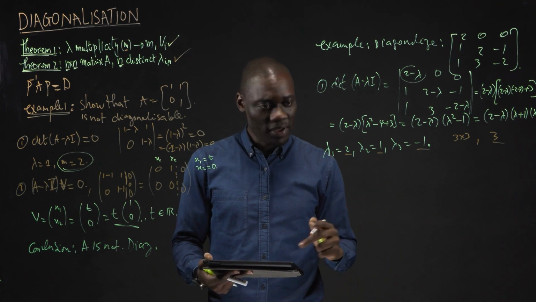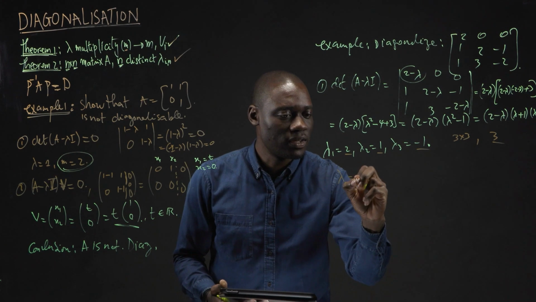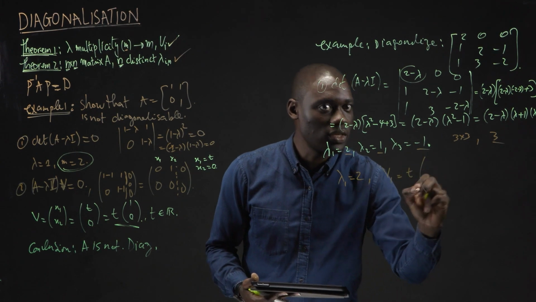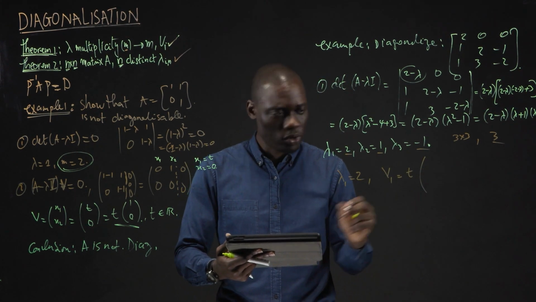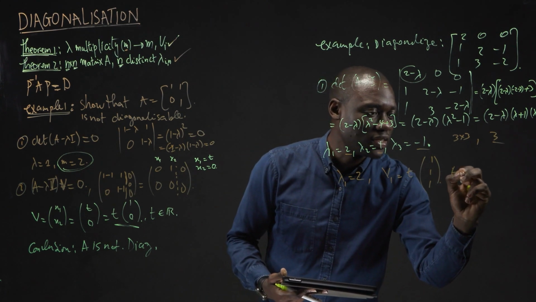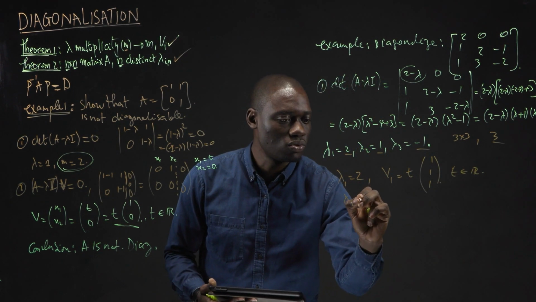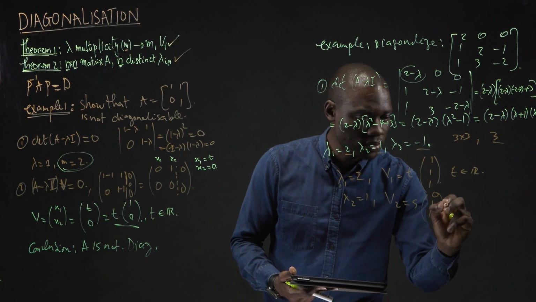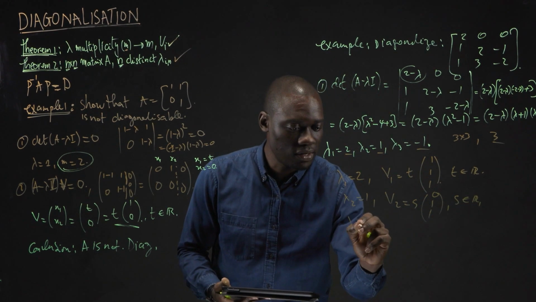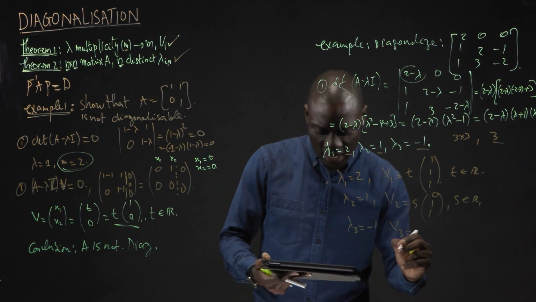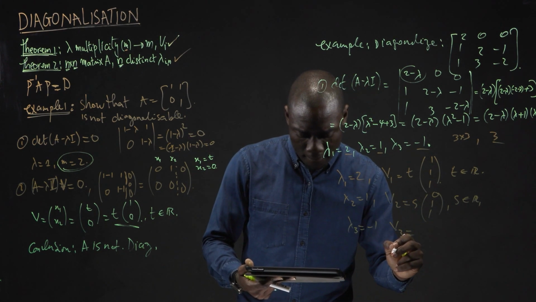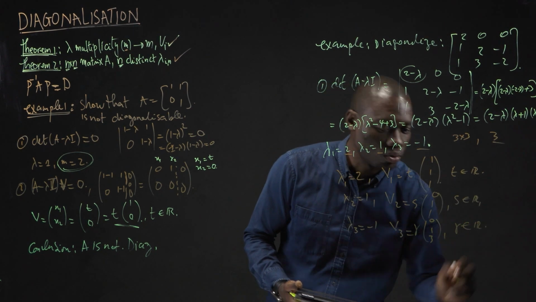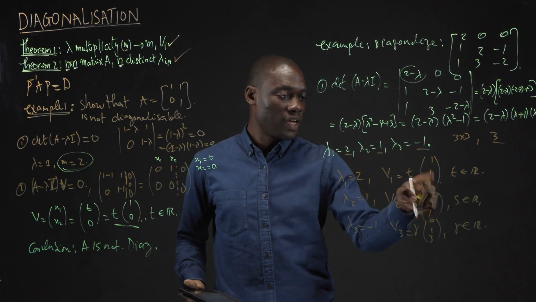However, for the sake of time, I will give you the eigenvectors. For the eigenvalue equal to 2, v1 equals t times 1, 1, 1, which I did already, t belonging to R. For lambda 2, which is 1, v2 equals s times 0, 1, 1, s belonging to R. And lambda 3, which is minus 1, gives v3 equals gamma times 0, 1, 3, gamma belonging to R. So you can see that you have 3 distinct eigenvectors.